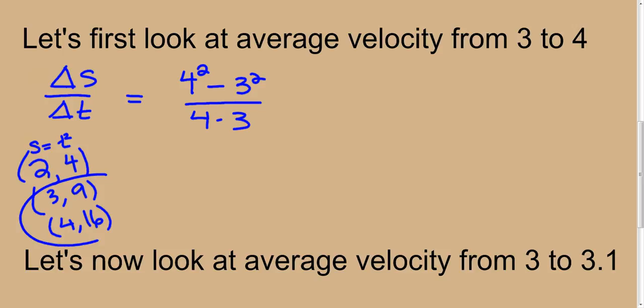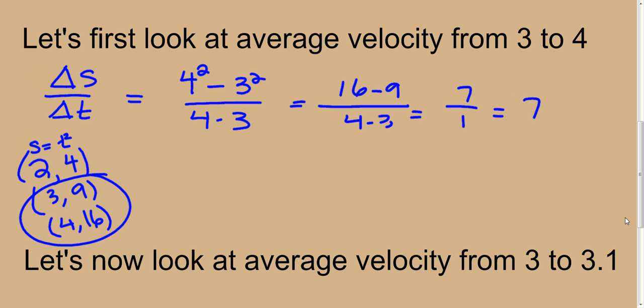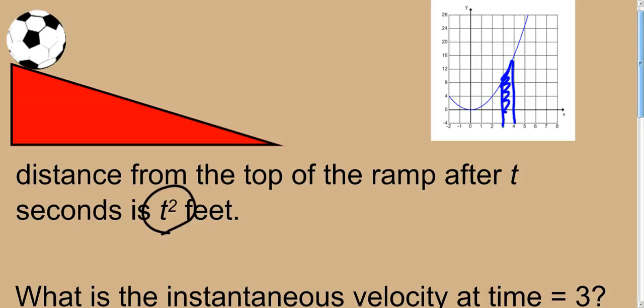I am trying to go between 3 and 4 seconds. So really what I'm doing is figuring out that slope, and I will have 16 minus 9 over 4 minus 3. 16 minus 9 is 7, 4 minus 3 is 1, and I get 7. Now I'm going to make the interval that I'm looking at smaller and smaller and smaller. First I did from 3 to 4. Now I'm going to make it smaller and go from 3 to 3.1, this teeny tiny little area right in here.